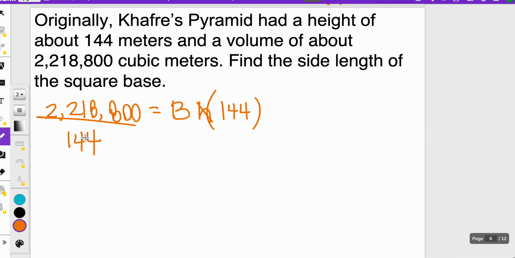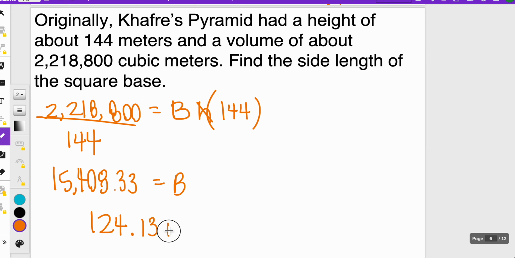So 2,218,800 divided by 144. I'm getting 15,408.33. And then because this is a square base, what I could do is find the square root of this one, which is about 124.13 meters.